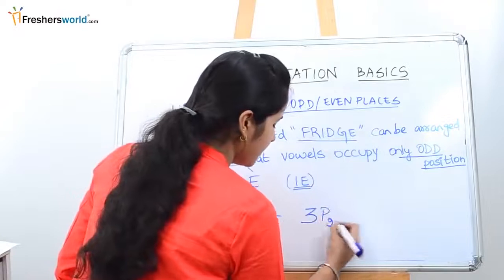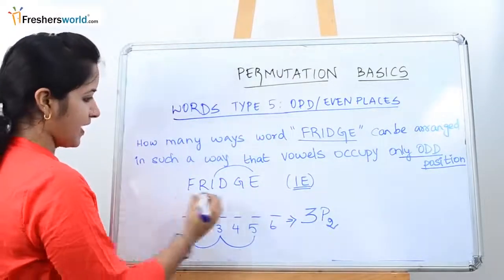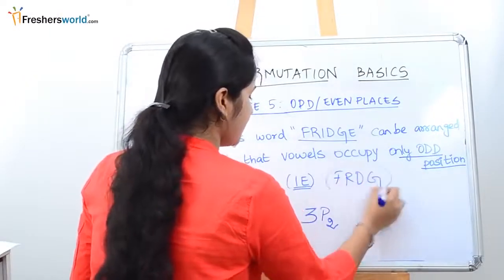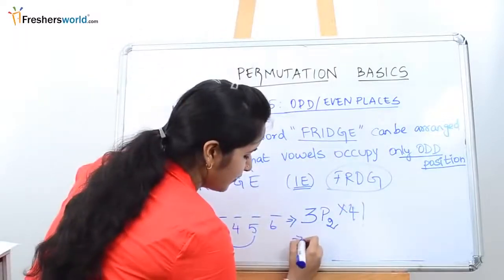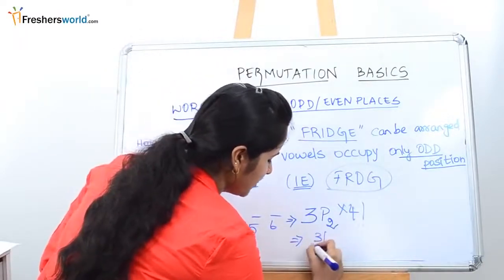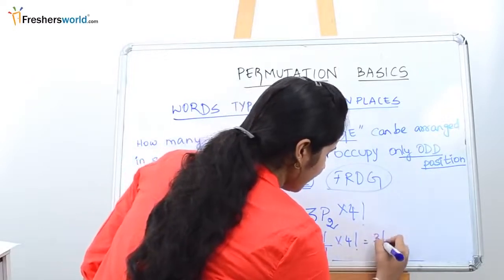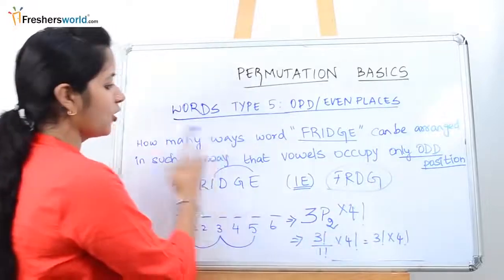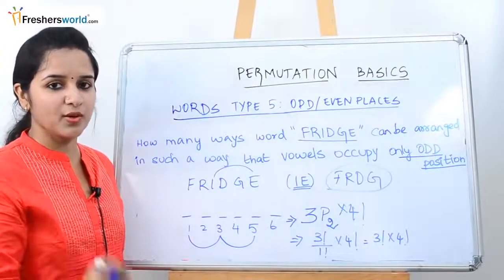That is nothing but 3P2. What are the remaining letters that we have? We have F, R, D and G. These can be arranged in 4 factorial ways. So this can be simplified as 3 factorial by 1 factorial into 4 factorial, which is nothing but 3 factorial into 4 factorial. So once you solve this, you will know how many ways the word fridge can be arranged when the vowels occupy only the odd positions.